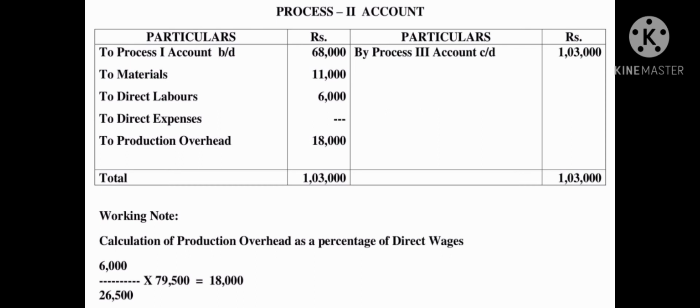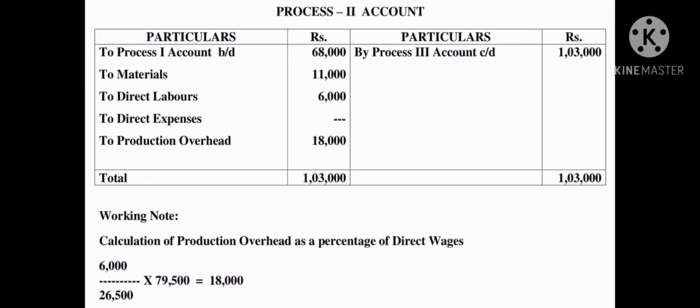Okay, now let's go for totaling the value. We will get 1,03,000 rupees. Of course, it is on the debit side, but there is no information for the credit side. So that means we have to carry down the value of the debit side, that is 1,03,000, to the credit side, by process 3 account carried down, like I have mentioned here, that is 1,03,000 value.